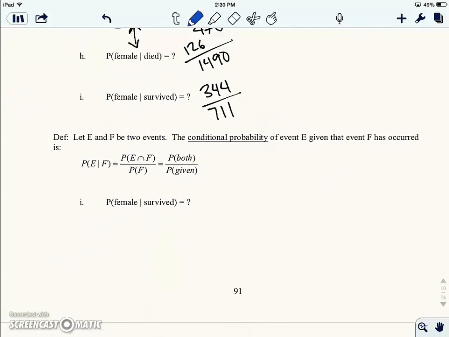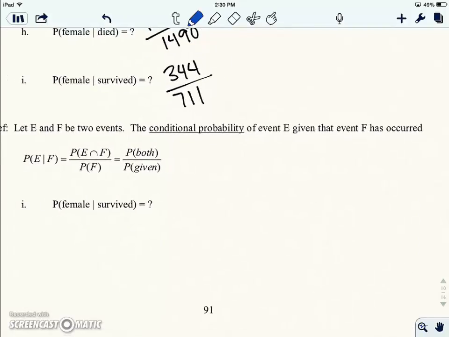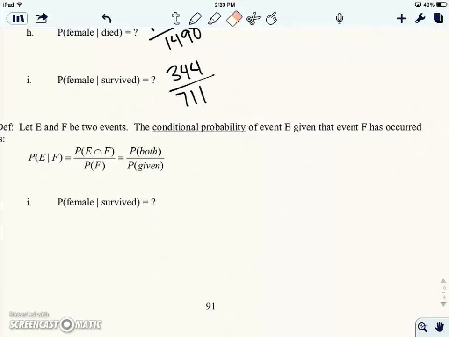So let's look at the actual formula, and here it is. We're going to define two events, E and F, and it says the conditional probability of an event E, given that F has occurred, is given by this formula, probability of E given F. That's the same thing as the probability of E and F, all divided by the probability of F, or the probability of both things happening, divided by the probability of the given.